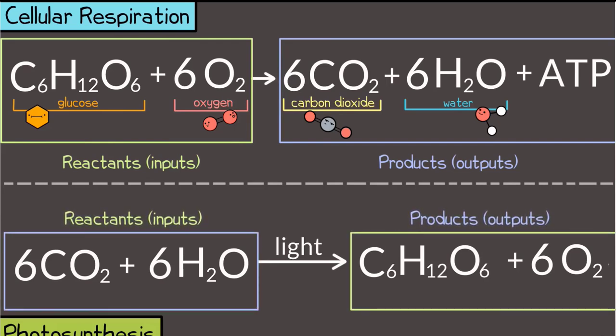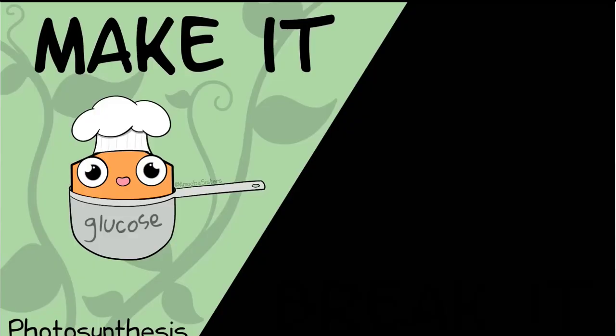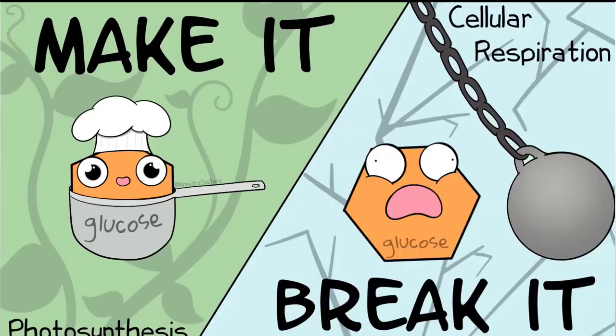Well, that doesn't mean they're simply opposites. It does show that they have substances in common. In photosynthesis, organisms make glucose. Notice how glucose is a product. But in cellular respiration, organisms break the glucose down to make ATP.